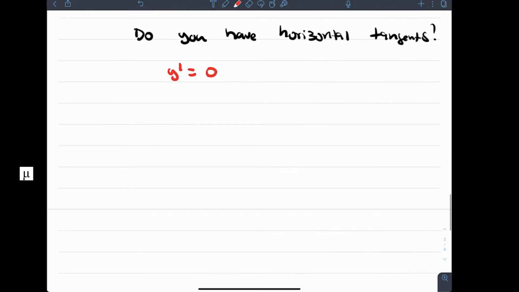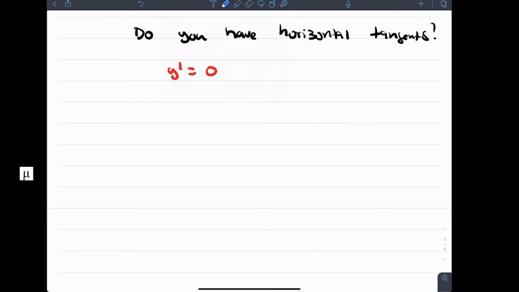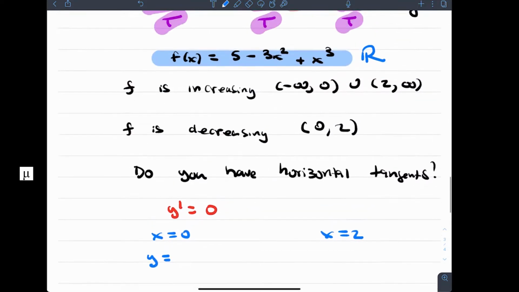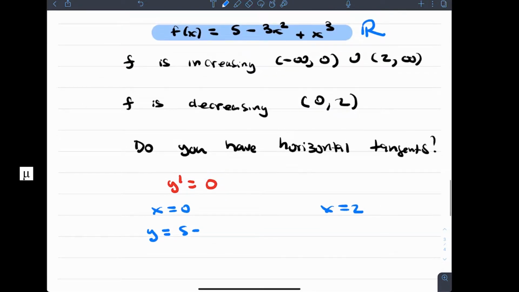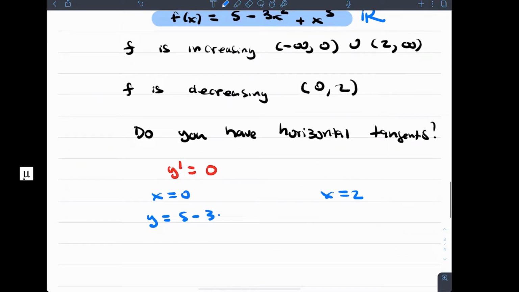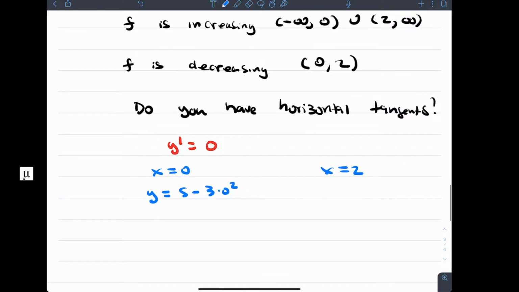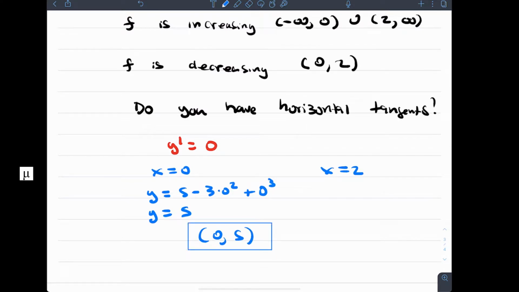So in other words, x is 0, x is 2. What are your y values? You know your y values? Plug in 0. 5 minus 3 times 0 squared plus 0 cubed. Y is 5, so I have (0, 5). That's a horizontal tangent. What about the other?